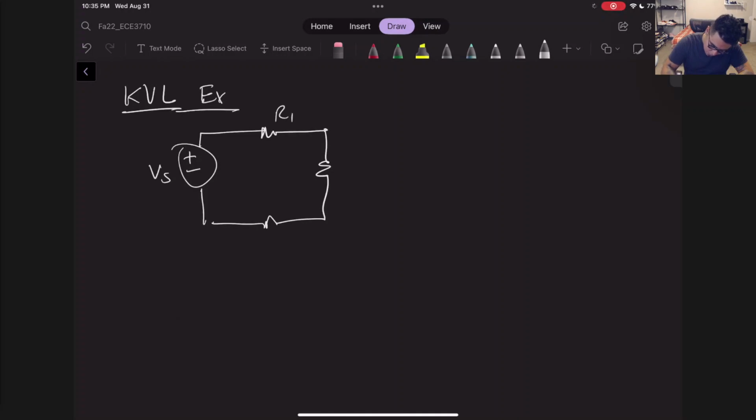You have R1, you have R2, you have R3, and let's say the terminals are drawn for us. What is the KVL equation of the circuit? That's our question.